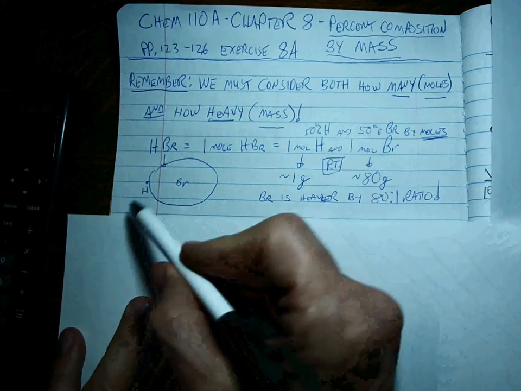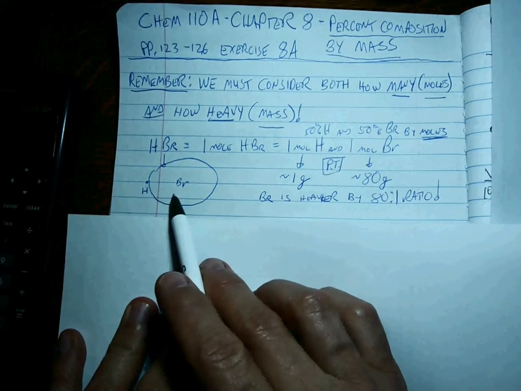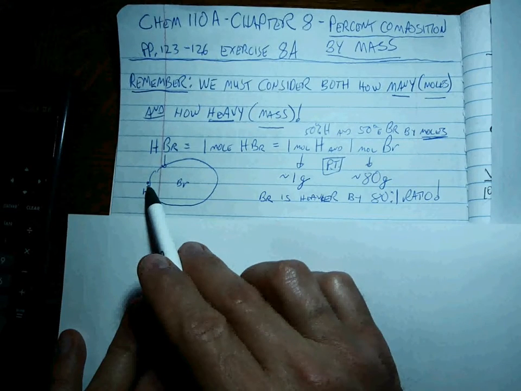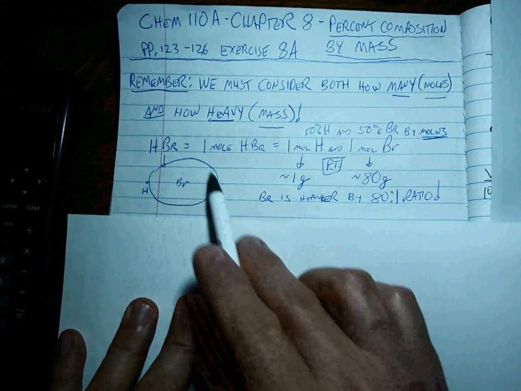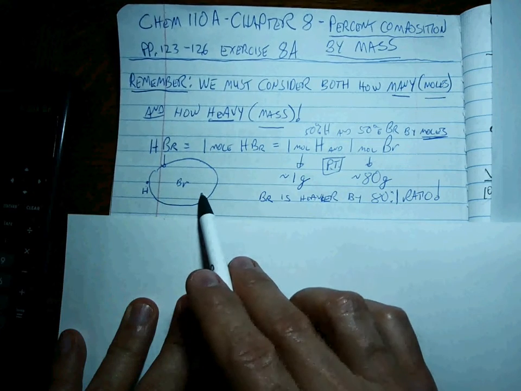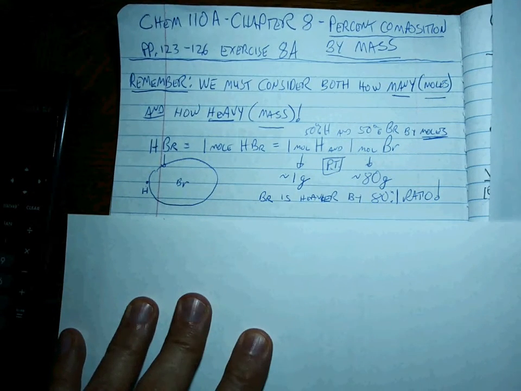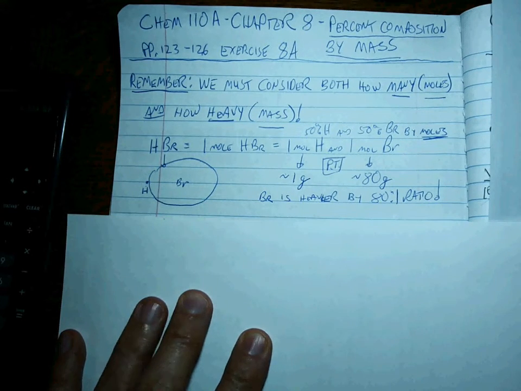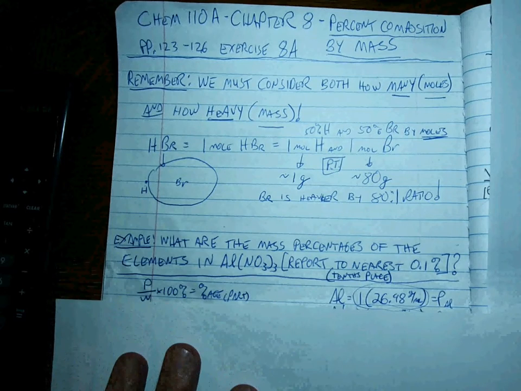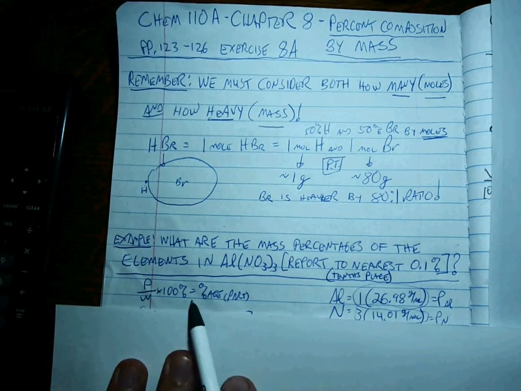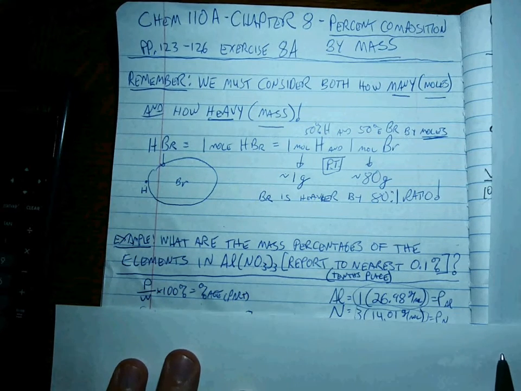Okay? So if we were able to look at a picture in terms of mass of HBr, there would be the hydrogen, and there would be the bromine. So obviously the bromine is way heavier than the hydrogen. So how do we go about doing that calculation? Well, it's the way we always do percent. It's right there. Part over whole times 100% is equal to the percentage of the part.